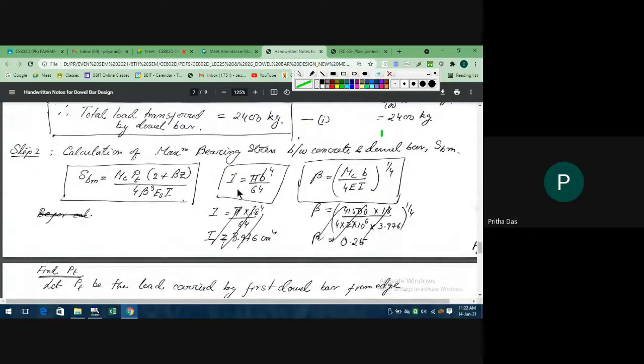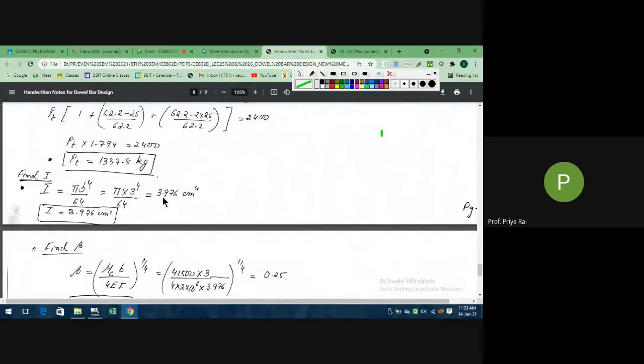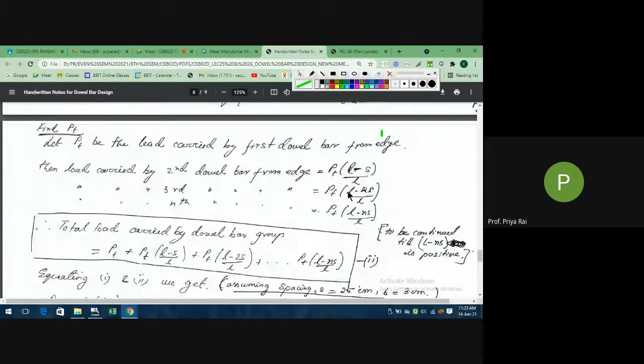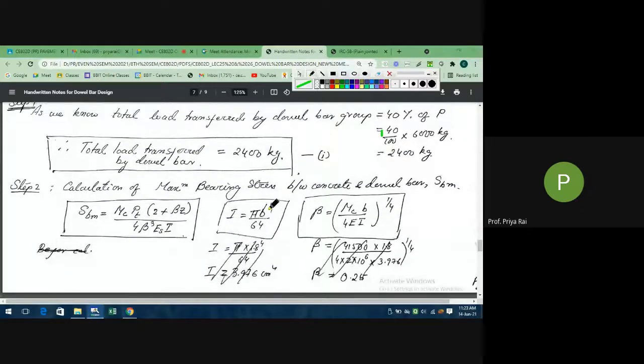I is 3.9. Okay, so see, 3.9. Very good. Now use this I. We have taken B as 3 centimeter. So now use this value of I, which is 3.9. So now take this 3.9 and substitute here.